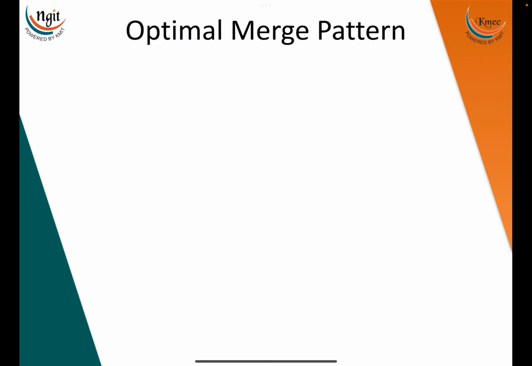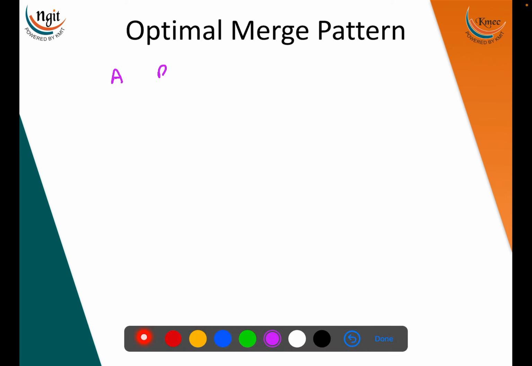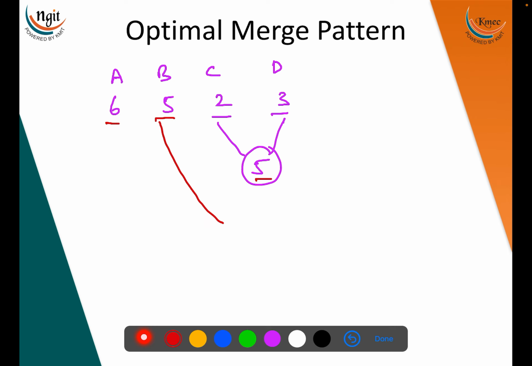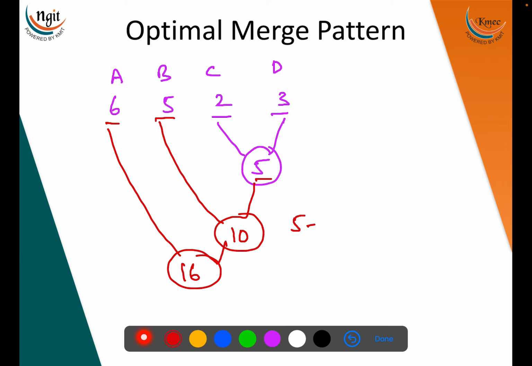So take some number of files, say A, B, C, D. Assume that each has some records: 6, 5, 2, 3. So here, how do you have to proceed? You should proceed with the lower number of records. That means 2 and 3 have to be merged first. Next, among these three, 6, 5, 5, which are the lower ones? 5 and 5. So these two have to be merged. Next, 6 and 10 have to be merged, giving 16. So finally the cost of this merge pattern is 31.